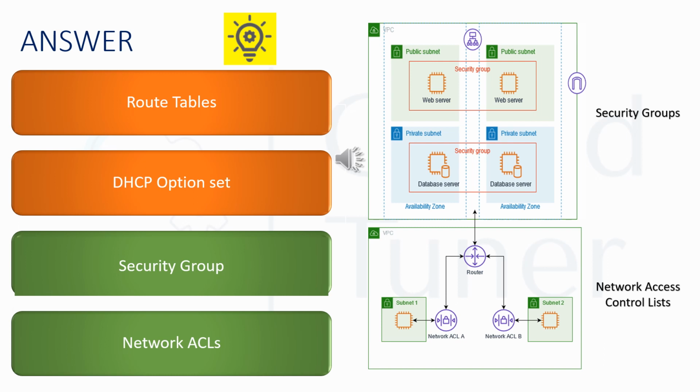A Network Access Control List, or ACL, allows or denies specific inbound or outbound traffic at the subnet level. Network ACLs are stateless, which means that responses to allowed inbound traffic are subject to the rules for outbound traffic, and vice versa. Each VPC comes with a default network ACL that allows all inbound and outbound traffic. AWS automatically associates this default ACL with all subnets in the VPC if you don't explicitly specify a custom ACL.